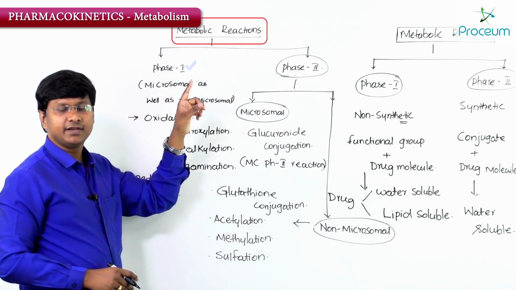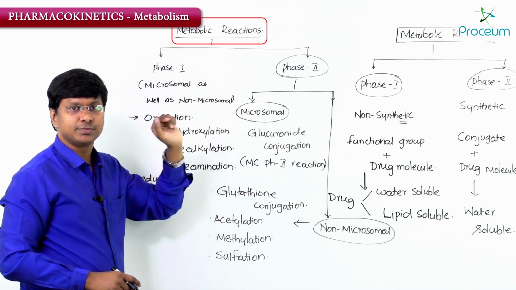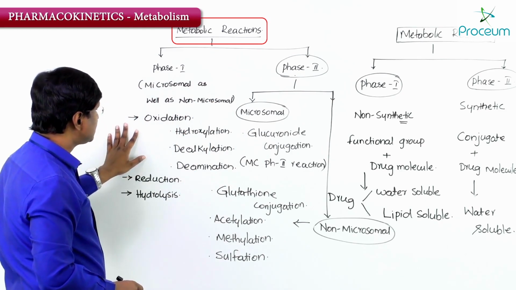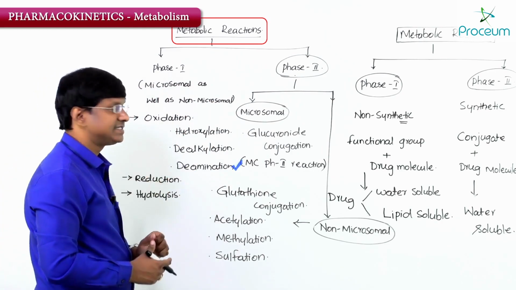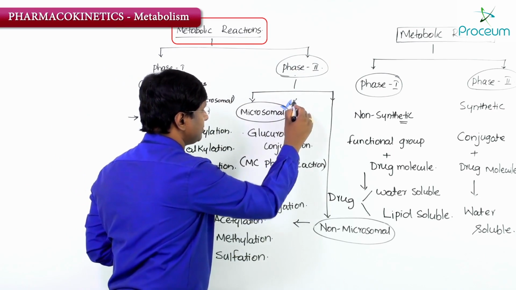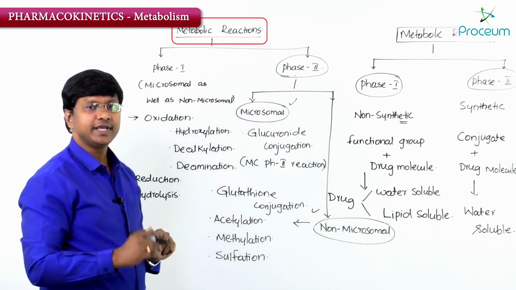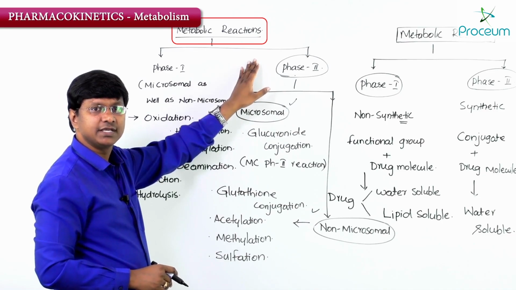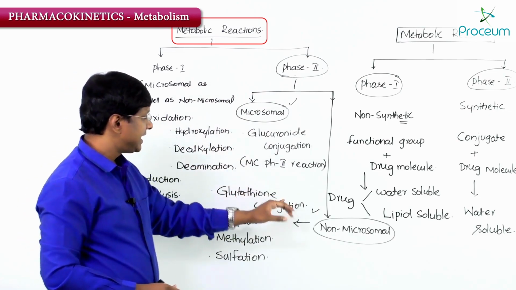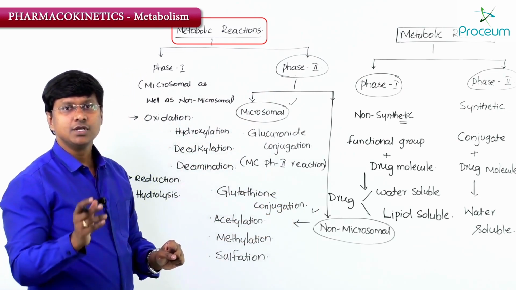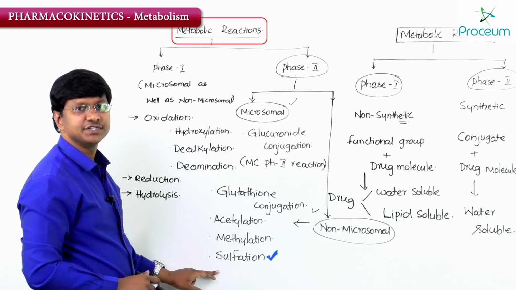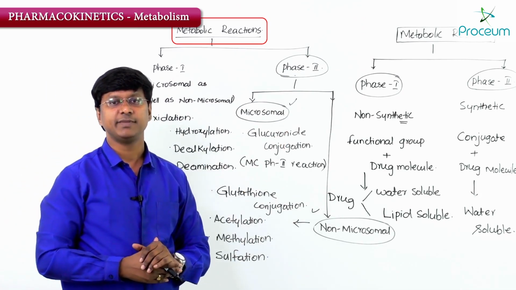Next, the types of metabolic reactions include phase 1 and phase 2. In phase 1, both microsomal as well as non-microsomal, the reactions are oxidation, reduction and hydrolysis. Oxidation includes hydroxylation, dealkylation and deamination. Phase 2 reactions have microsomal as well as non-microsomal. Microsomal phase 2 reactions include glucuronide conjugation, the most common phase 2 reaction. Non-microsomal include glutathione conjugation, acetylation, methylation, and sulfation. So these are the types of metabolic reactions.